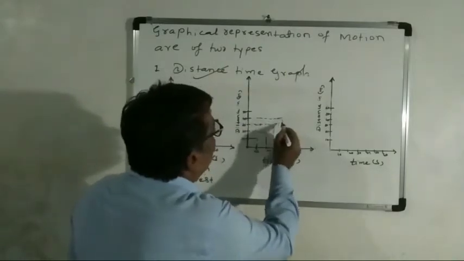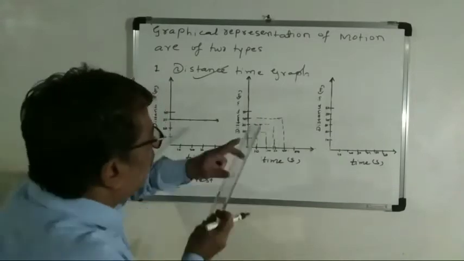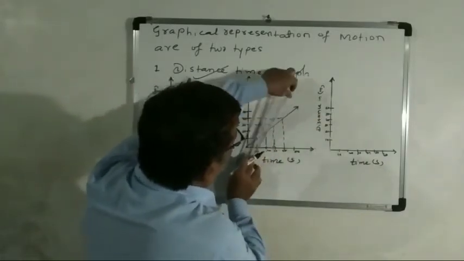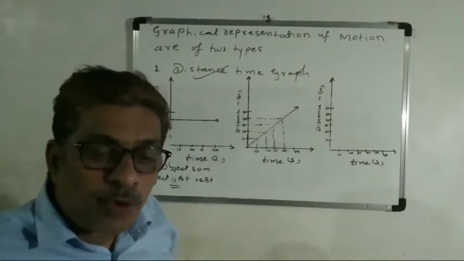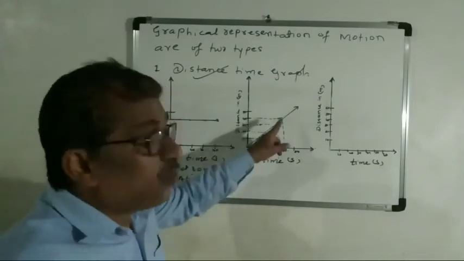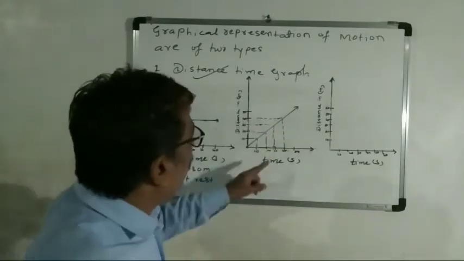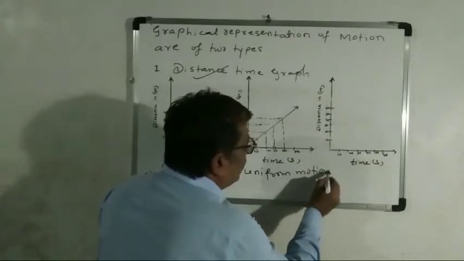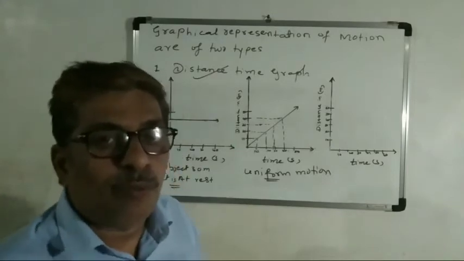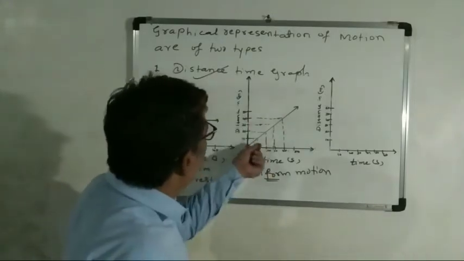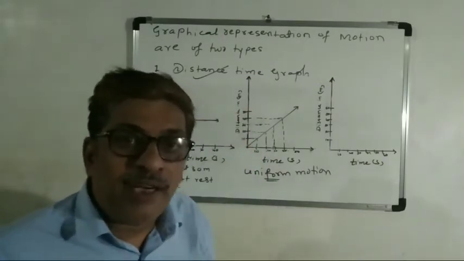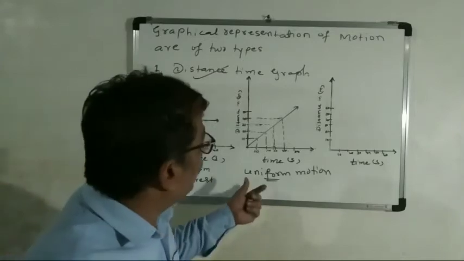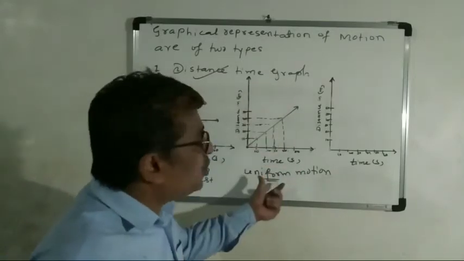So if you join these points, you got a straight line. So this type of graph is called uniform motion. So dear students, already you know what is uniform motion. Such a graph is called uniform motion. Why? Because every 10 seconds, 10 meter, equal intervals. So if an object travels equal distances in equal intervals of time, then the motion is said to be uniform motion. So this graph, a straight line, shows the uniform motion.